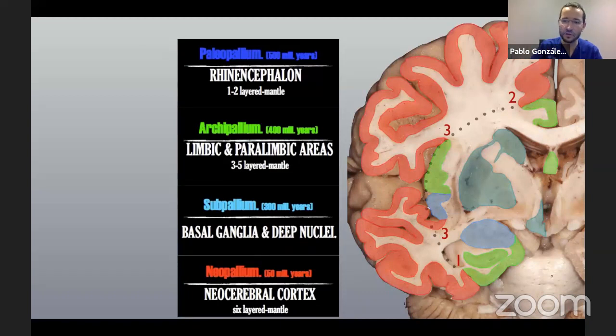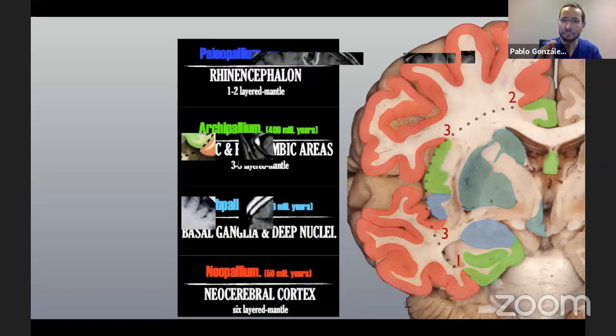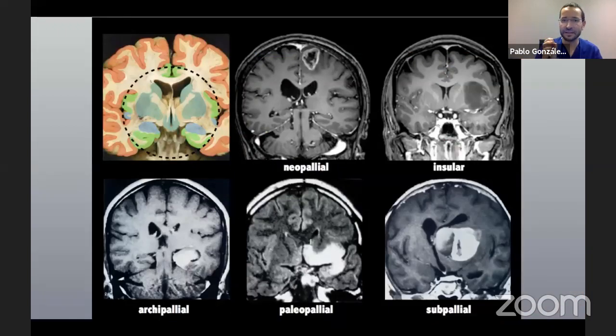And it's a very interesting concept, as we will be highlighting, and they defend that tumors on both sides of this phylogenetic belt behave in a different way. So this was something that Professor Yasargil described after analyzing thousands and thousands of gliomas. So we can have a look at the MRIs of our patients and say that we have a neopallial or insular or archipallial, paleo or subpallial tumor. And that's very interesting, as I will try to prove to you later on.